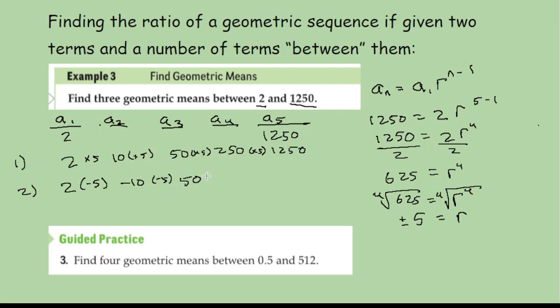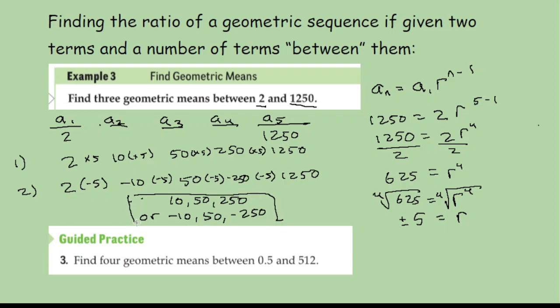So you see what's going on here? Times negative 5 gives you negative 250, and then when you multiply by negative 5 again, you get back to your positive 1250. So they will both get you from 2 to 1250. And so the 3 geometric means could either be 10, 50, and 250, or negative 10, 50, and negative 250. So these are your possibilities here.